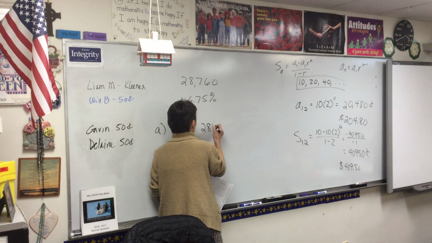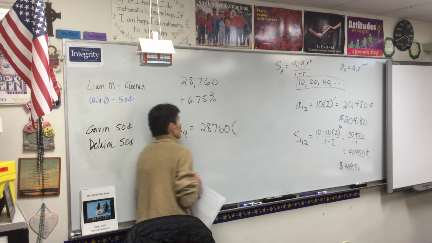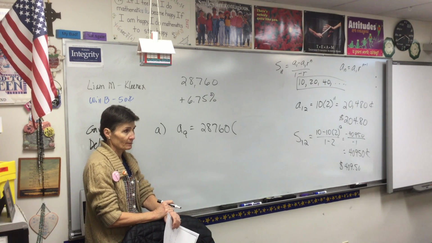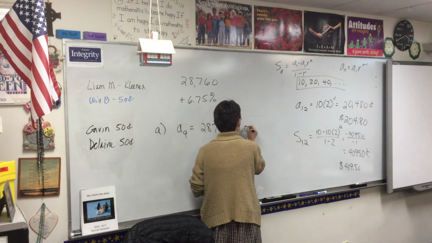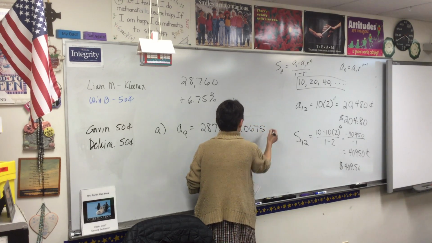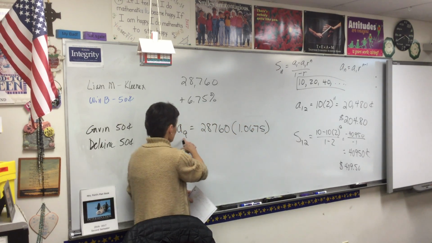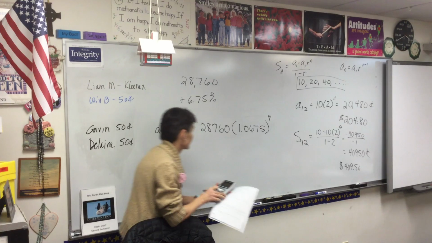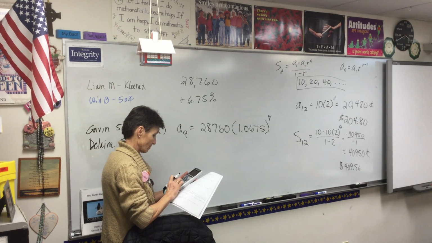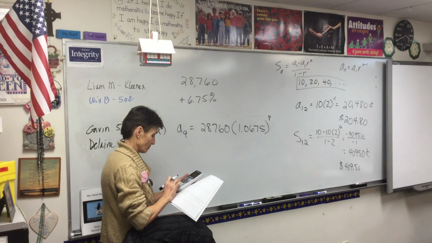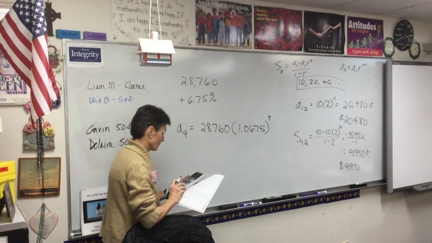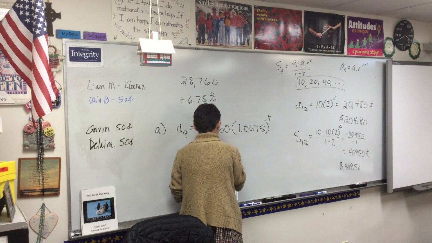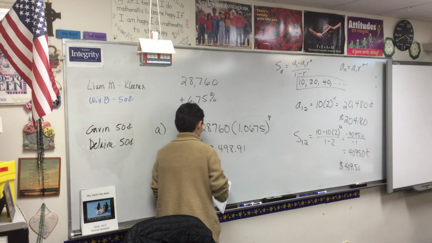Take the first one, right? 28,760 times. Now he's getting a raise. The value is going up. 1.0675 to the 8th power. So I got $48,498.91. Correct.